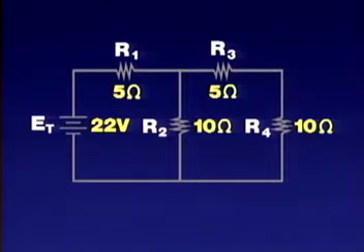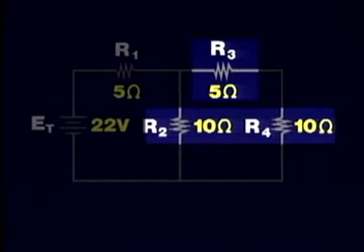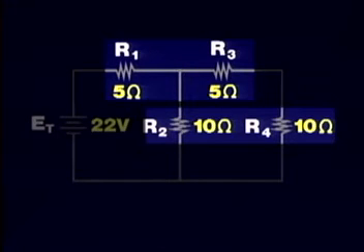For example, R3 and R4 are connected in series with each other. This combination is connected in parallel with R2. In addition, this entire combination, R2, R3, and R4, is connected in series with R1.